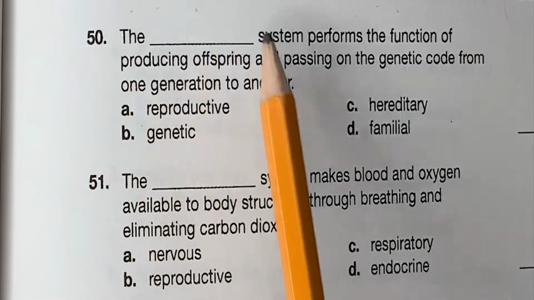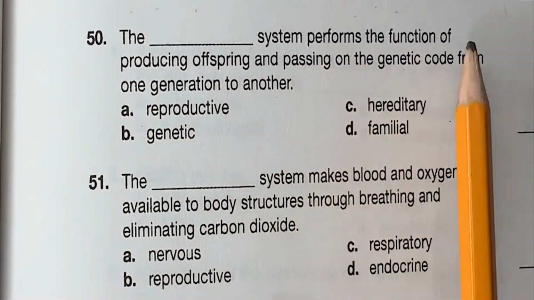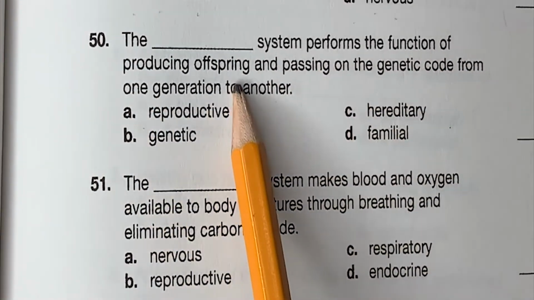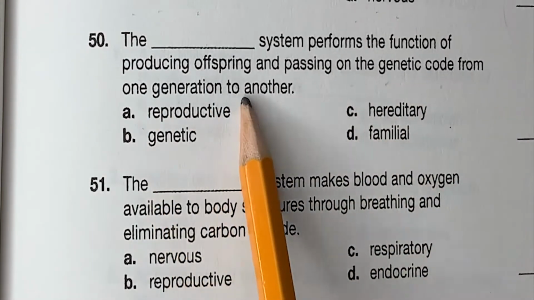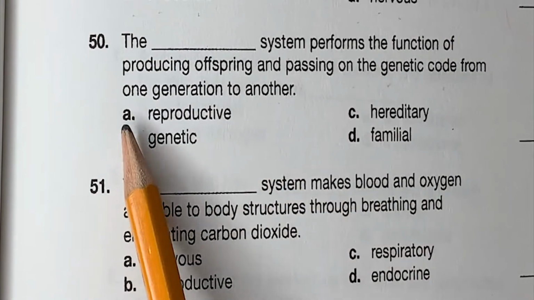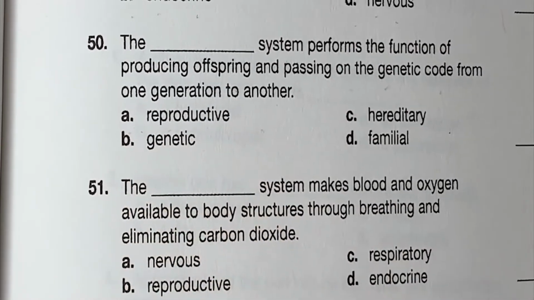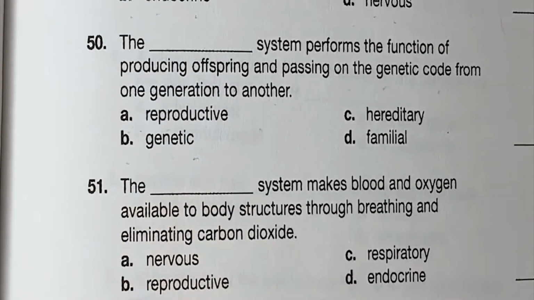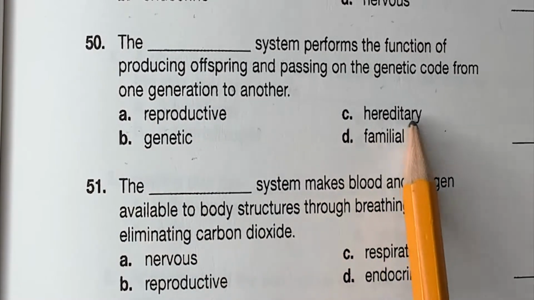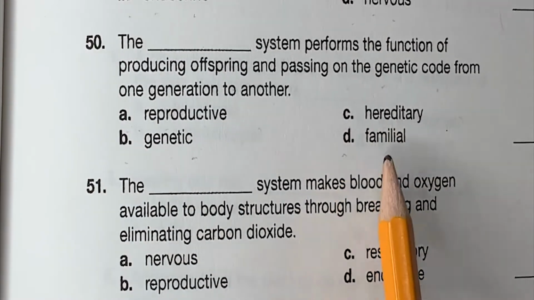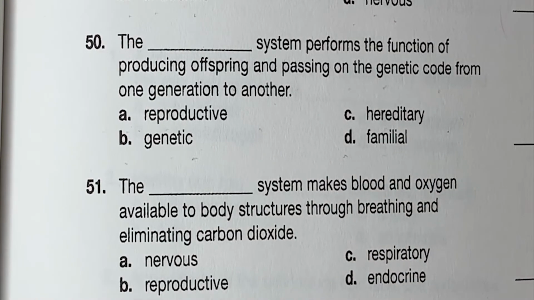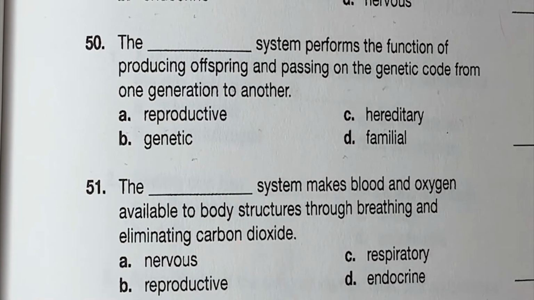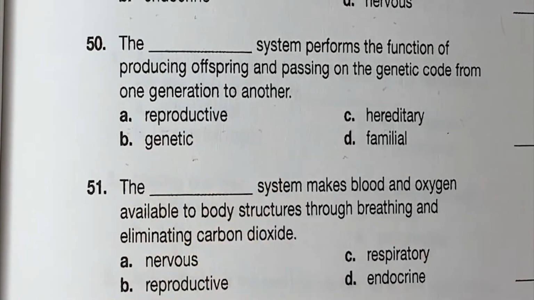50. The blank system performs the function of producing offspring and passing on genetic code from one generation to another. Is it A, reproductive, B, genetic, C, hereditary, or D, familial? And the correct answer is A, reproductive.